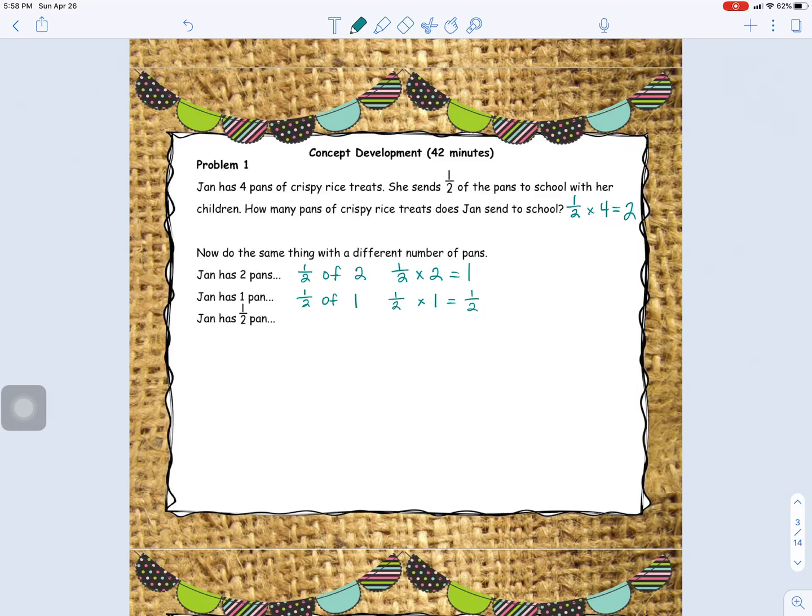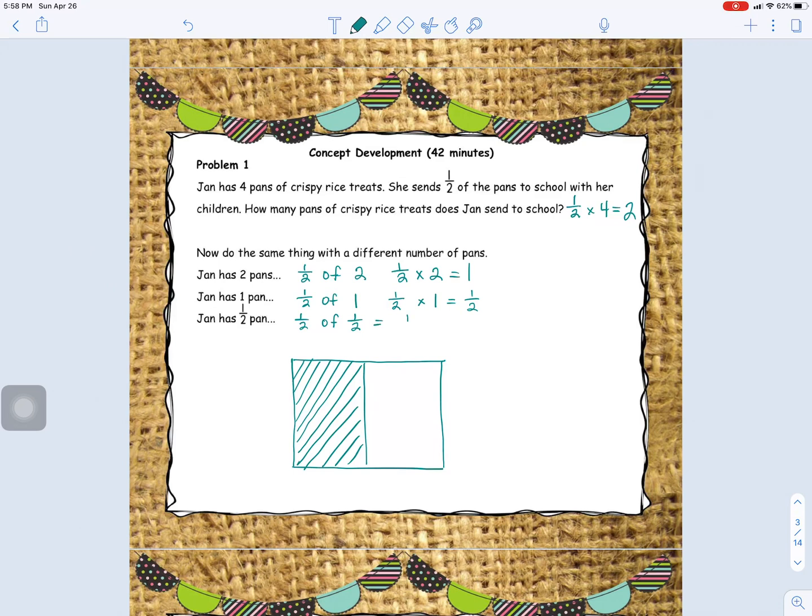Now what if Jan has half a pan? So this time I'm going to draw it. So here's the pan of crispy rice treats, and she's got half a pan. And if she sends half of the pan to school with her children, I'm going to go ahead and shade here. So this shows the treats. And if she sends half of 1/2 of a pan, so that would be 1/2 times 1/2.